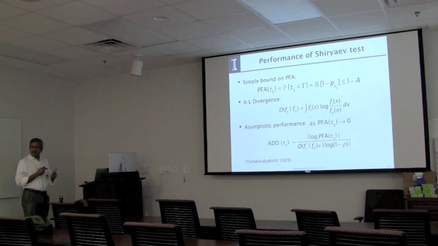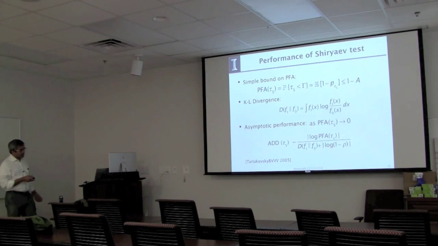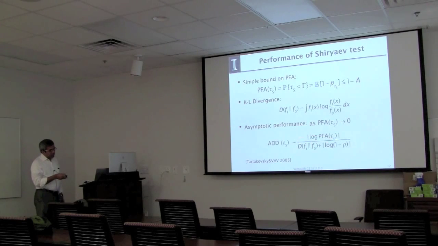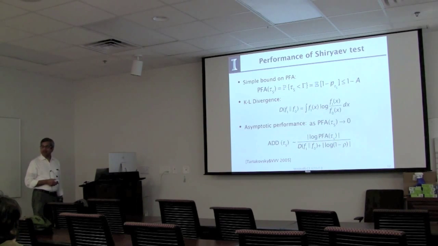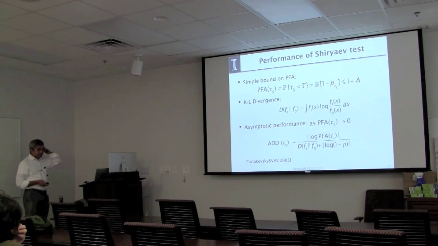And you expect the KL divergence to play a role because this is, after all, a detection problem. And you'll also notice that this relationship between false alarm probability and delay is an exponential relationship. So you can think of this quantity here as a kind of error exponent for this sequential detection problem. Okay? So the KL divergence is actually the error exponent for this problem.